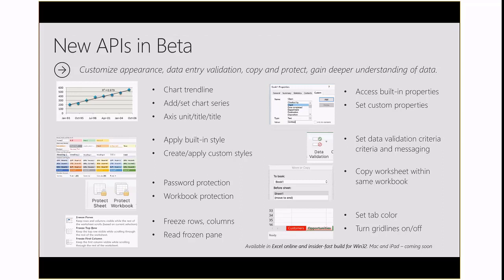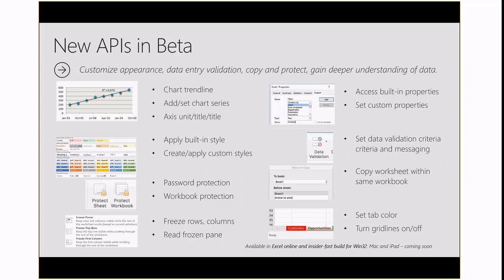We've had protection before, but we didn't have the option to do password-based protection. So we're introducing that, and also the workbook protection. To extend more on the customizing of the appearance part, we are adding the freezing of rows and columns, and you can also read the frozen pane properties. And then on the right-hand side, the access to built-in properties and setting the custom properties.